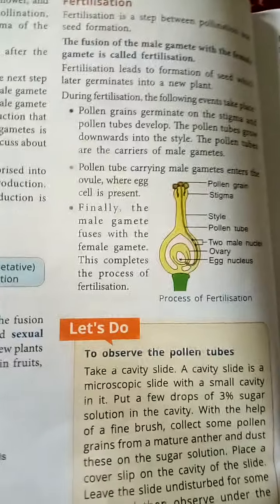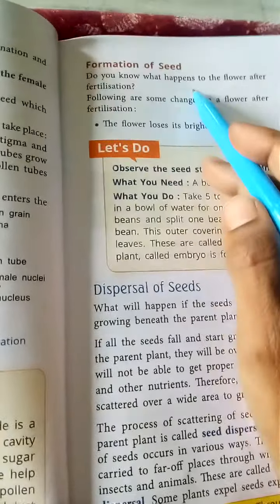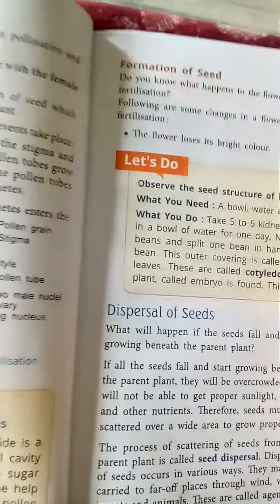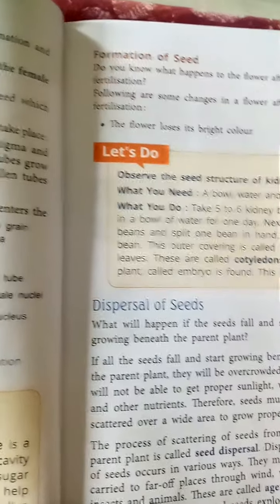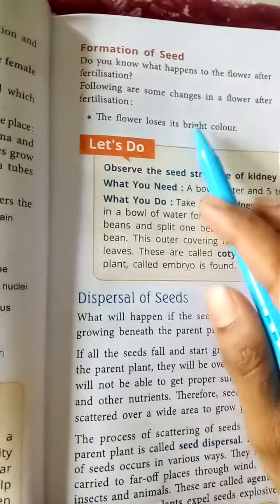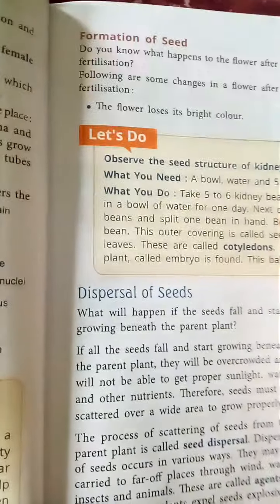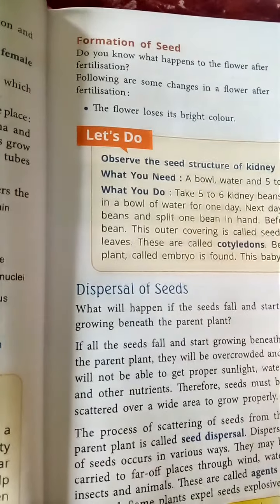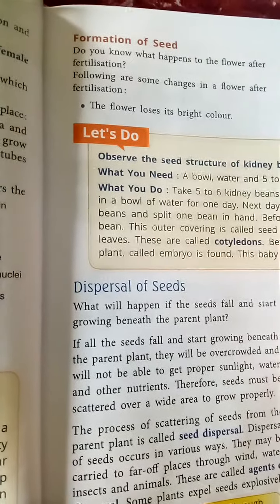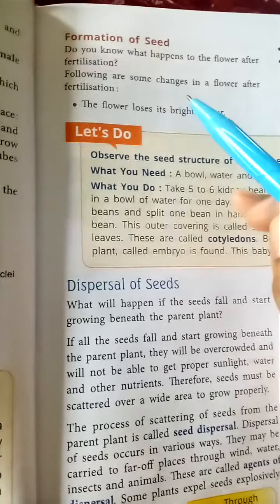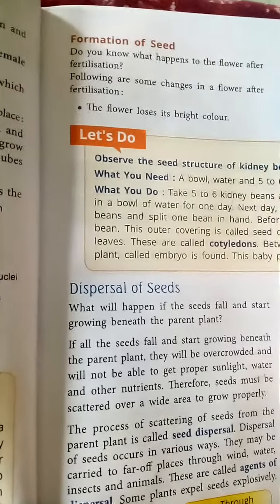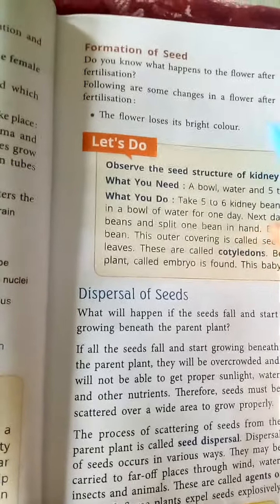Okay. See the next step, what? Formation of seed. Do you know what happens to the flower after fertilization? Following are some changes in the flower after fertilization. See, first flowers come on the plant, and later fruits develop from those flowers. So after that, what changes actually happen in a flower?